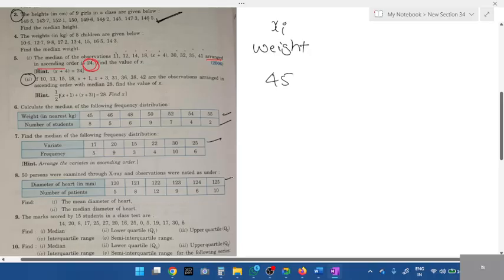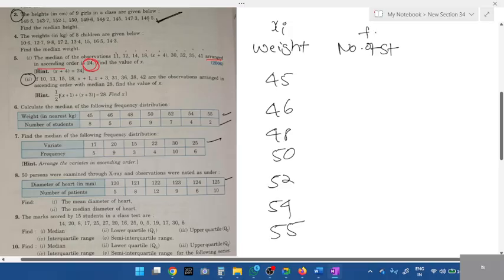What about the seventh question, eighth question? Look at the first value. Is it arranged in ascending order? Seventh one. Seventh is not arranged, right? Yeah, we need to arrange that. If it is arranged in ascending order, you just take the values 45, 46, 48, 50, 52, 54, 55. Next, Fi value, students. The number of students is Fi. Number of students is frequency.